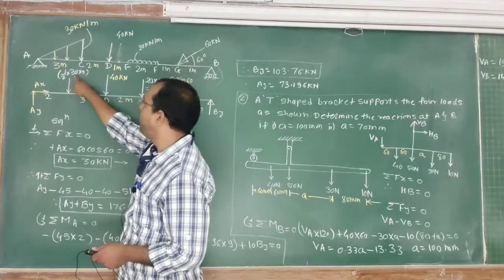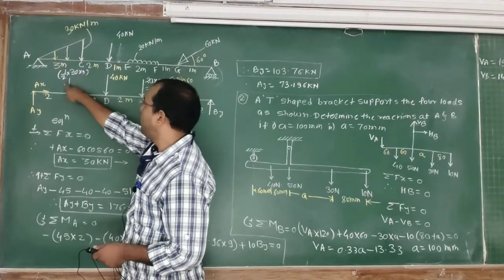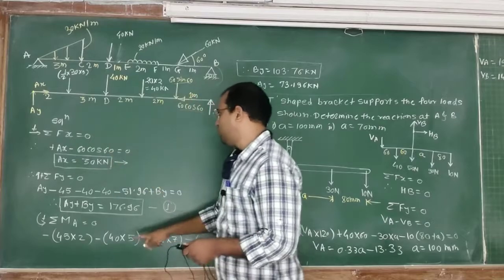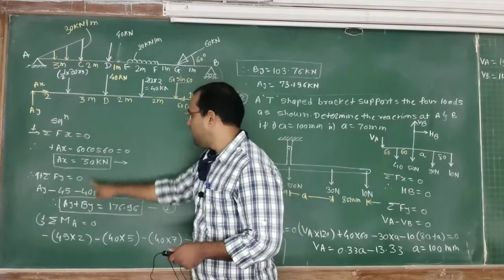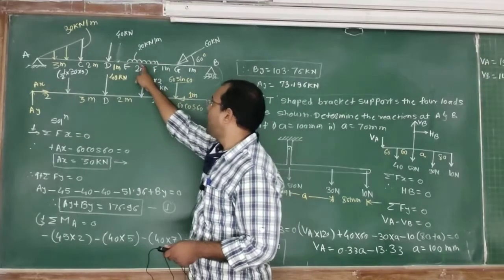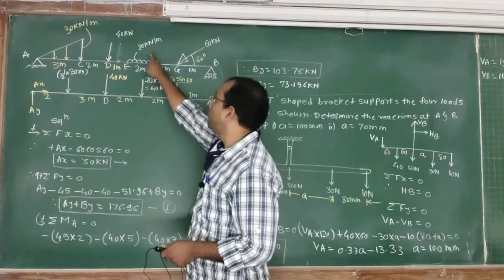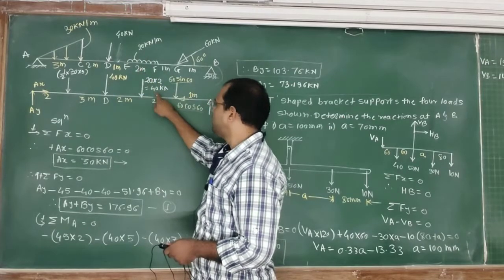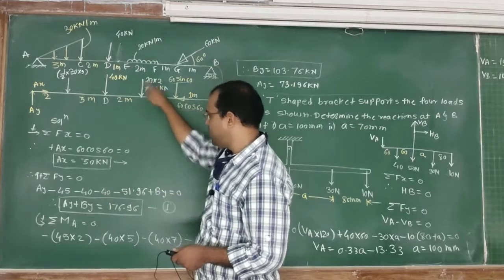So what is that? 1/2 base into height. So 90 divided by 2, 45. So this is minus 45. Then this UDL I have converted into a point load. So 20 into 2, so it is 40. So this is minus 40, again in the downward direction.